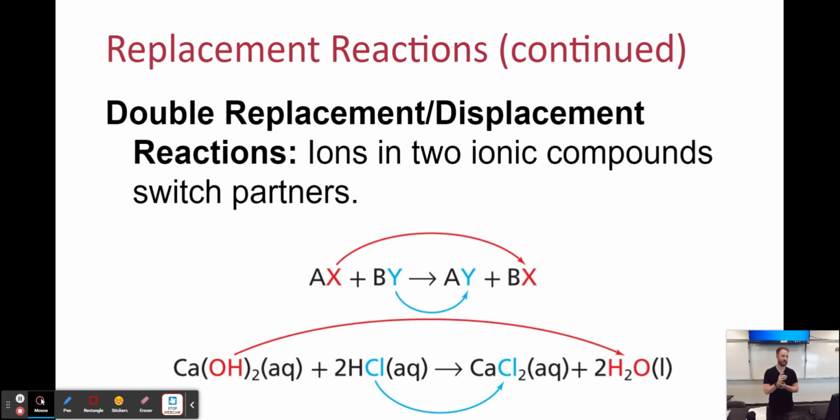Now we get on to our fifth and last reaction type. This is reaction type number 5, the double replacement, or you could call it a double displacement reaction. This is where you have two ionic compounds and they find each other and switch partners. So the cation from one ends up bonded to the anion from the other and vice versa. If you had, for example, compound AX and compound BY, they would come together, react, and you'd end up with compound AY and BX. They switched partners.